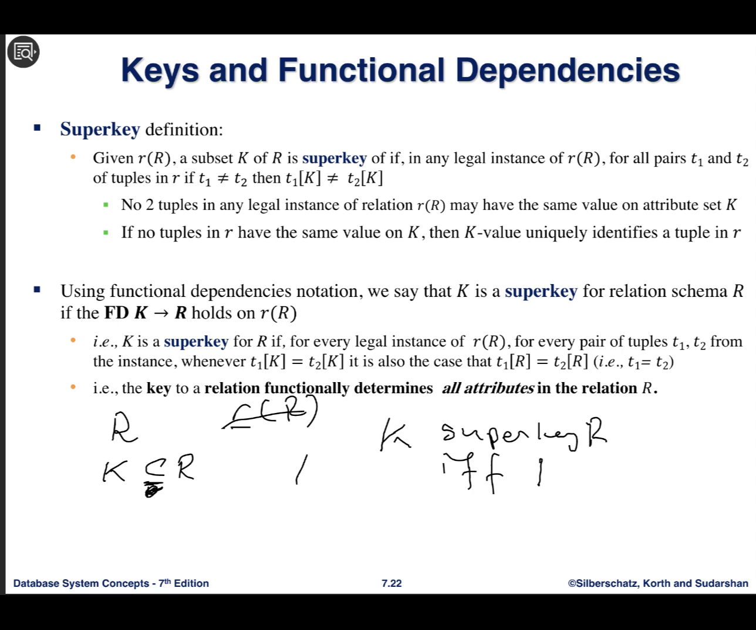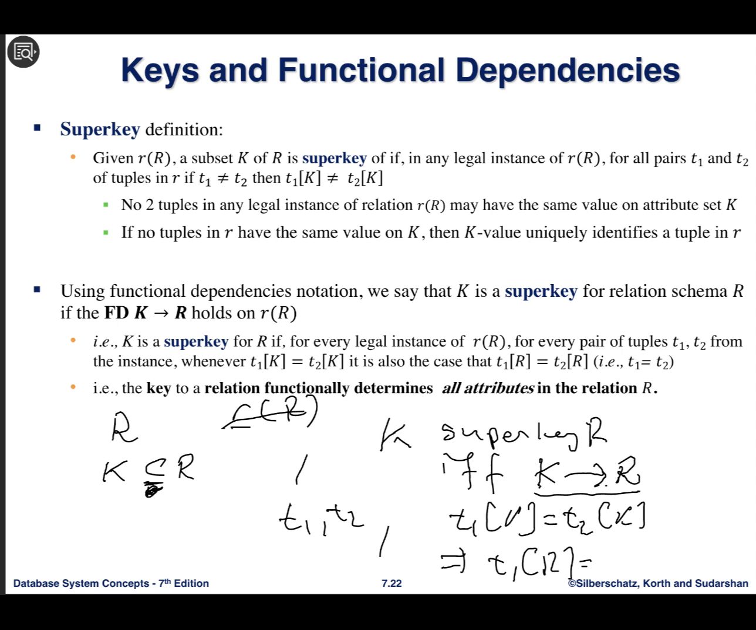If and only if K uniquely determines R. So what does that mean here? If you have this situation, K uniquely determines the relation R, what does that mean? That means if we have two tuples, T1 and T2, in this relation, both of them agree on the values of K, then they must agree in the values of R. When you say R, that means all the attributes.